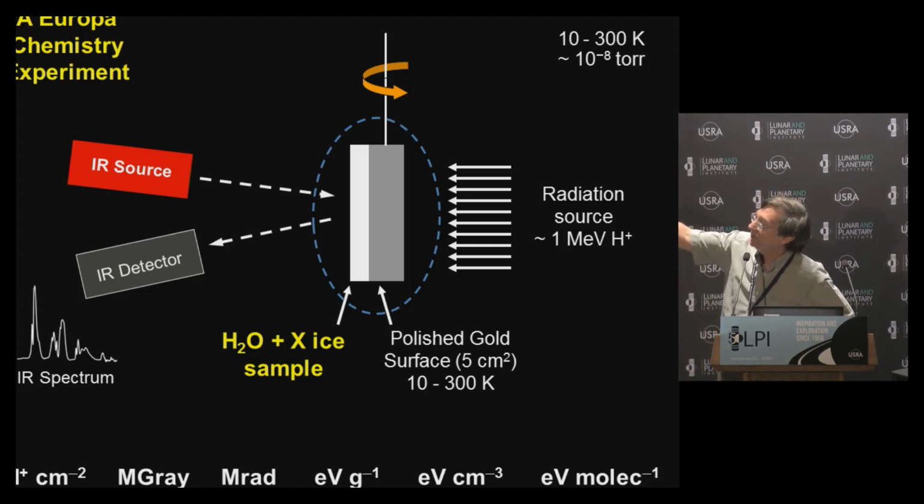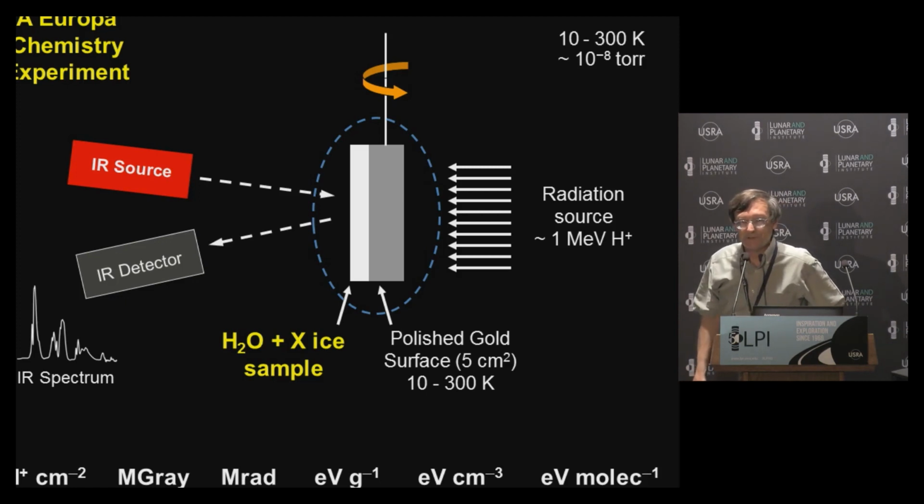Even 10K is overkill if you're doing Europa. What's the lowest on Europa? 80K or something like that. So 10K is just overkill. And that's the basic idea.